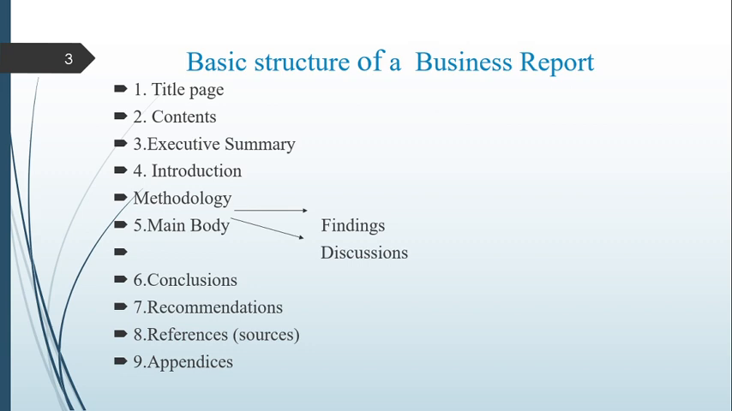Basic structure of a business report. The first is the title page, then the contents, executive summary, introduction, methodology, main body which includes the findings and the discussions, and the conclusions, recommendations, references, and the appendices.